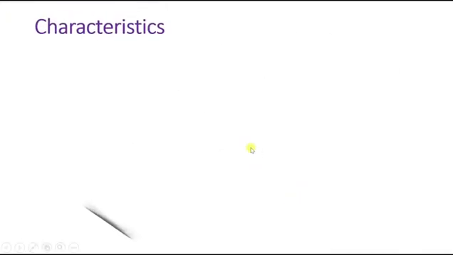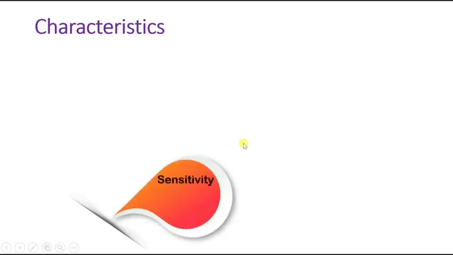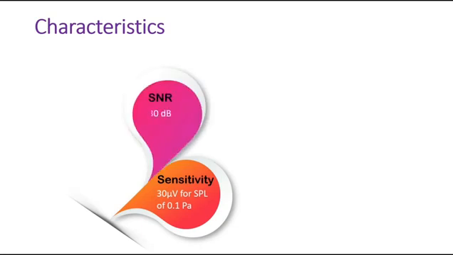Now let us see the characteristics. First, if you talk about the sensitivity of the moving coil microphone, it has a sensitivity of 30 microvolts for an SPL, sound pressure level, of 0.1 Pascal. Usually we calculate that for an SPL of 0.1 Pascal only. It has an SNR of 30 dB.